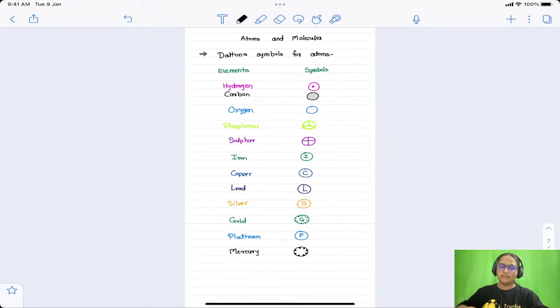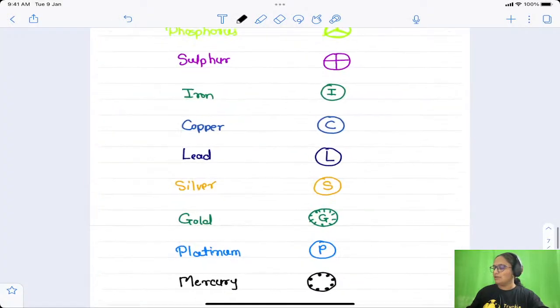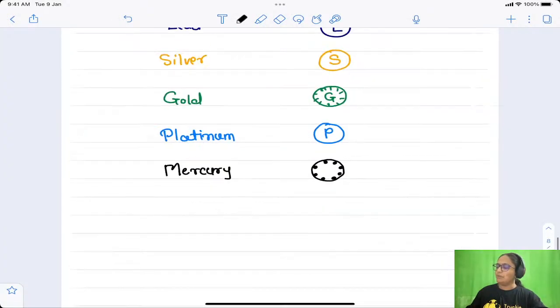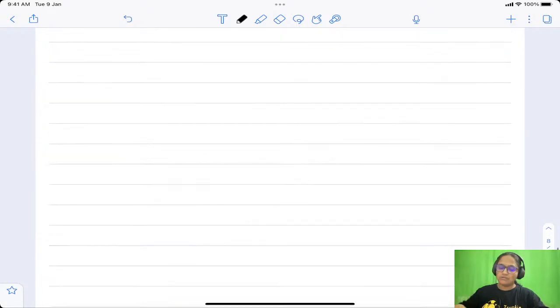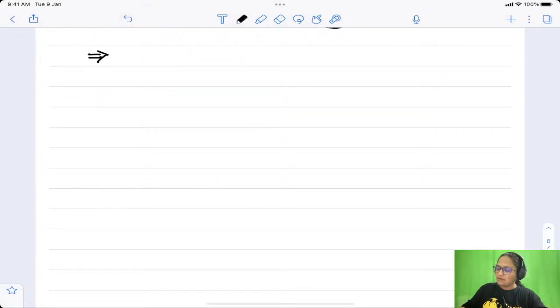Okay, so these are the symbols given by Dalton, but these symbols were not used for a longer time because there was discovery of more and more elements later on. Therefore, it was difficult to remember these signs. Therefore, IUPAC symbols are used later on. Okay, what is the IUPAC?